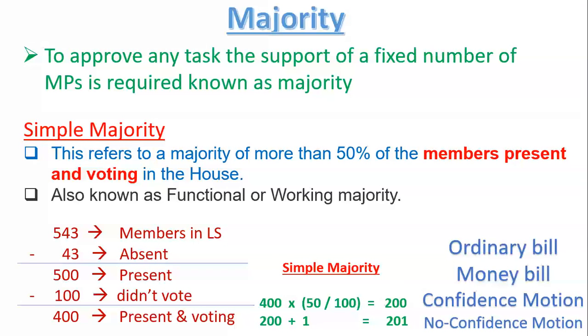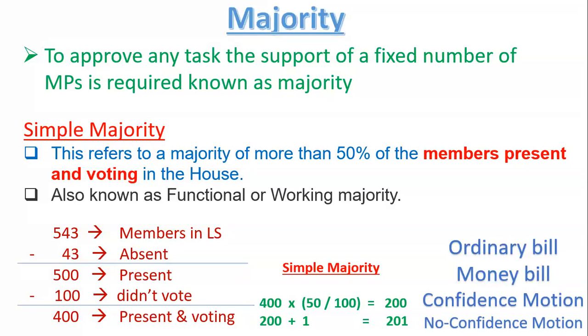Now friends, where is this simple majority used? This simple majority is used in ordinary bill and money bill. Okay, so ordinary bill is passed by simple majority, money bill is passed by simple majority, confidence motion is passed by simple majority, no confidence motion is passed by simple majority. Just now in this class I have told you about confidence motion and no confidence motion. If the confidence motion is passed by Lok Sabha, then the government will remain in power. And if it is not passed, then the government will lose power. Similarly, if no confidence motion is passed, then the government will lose power.